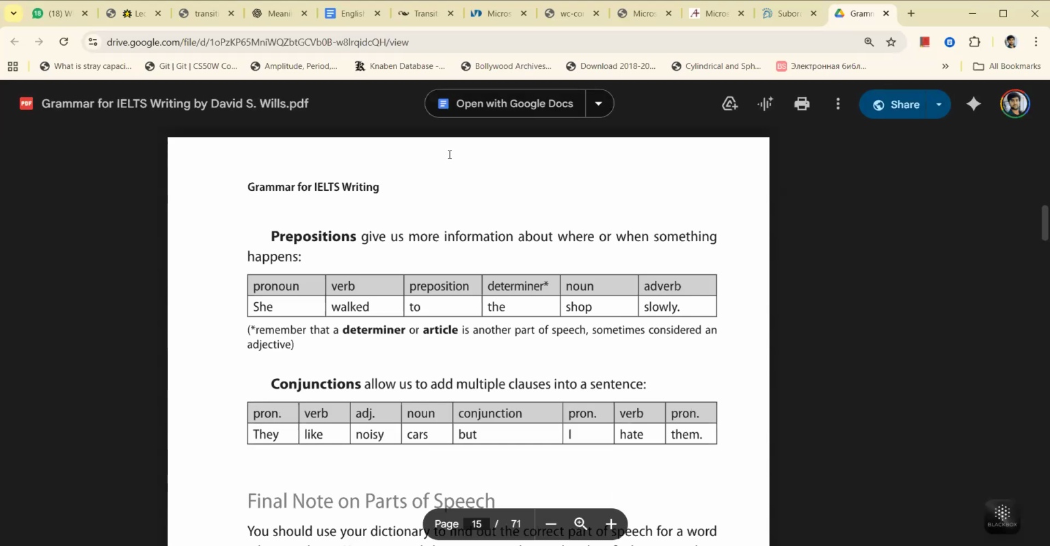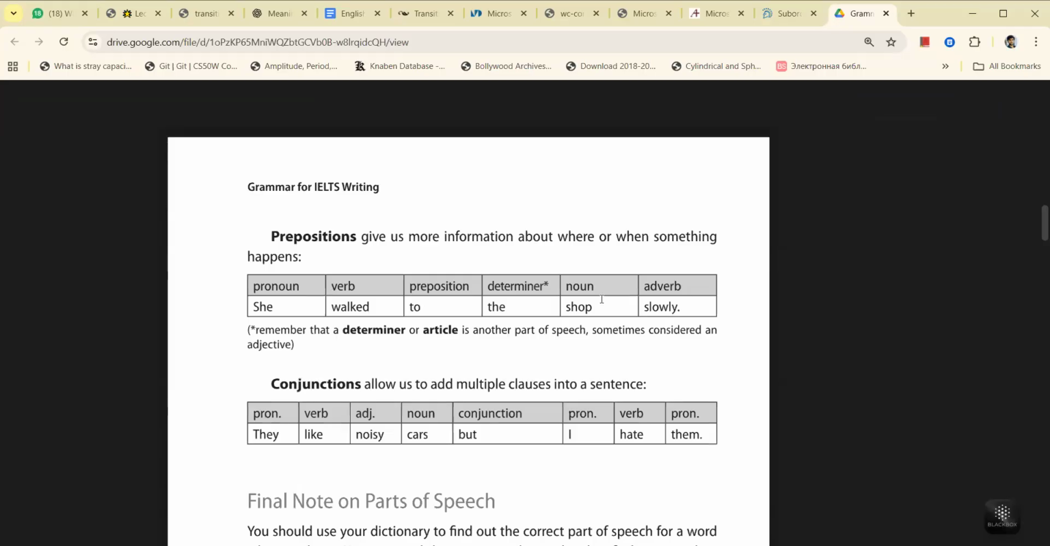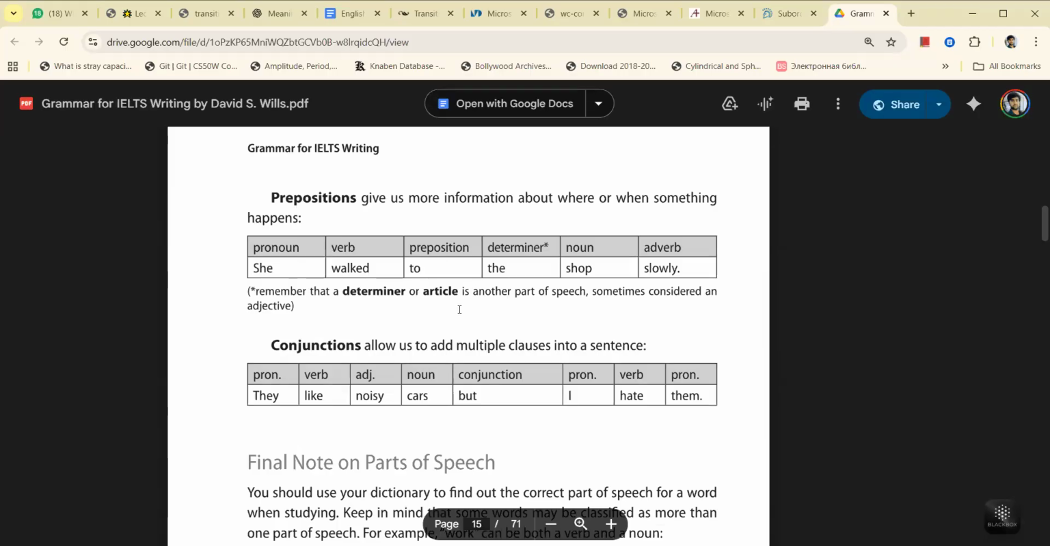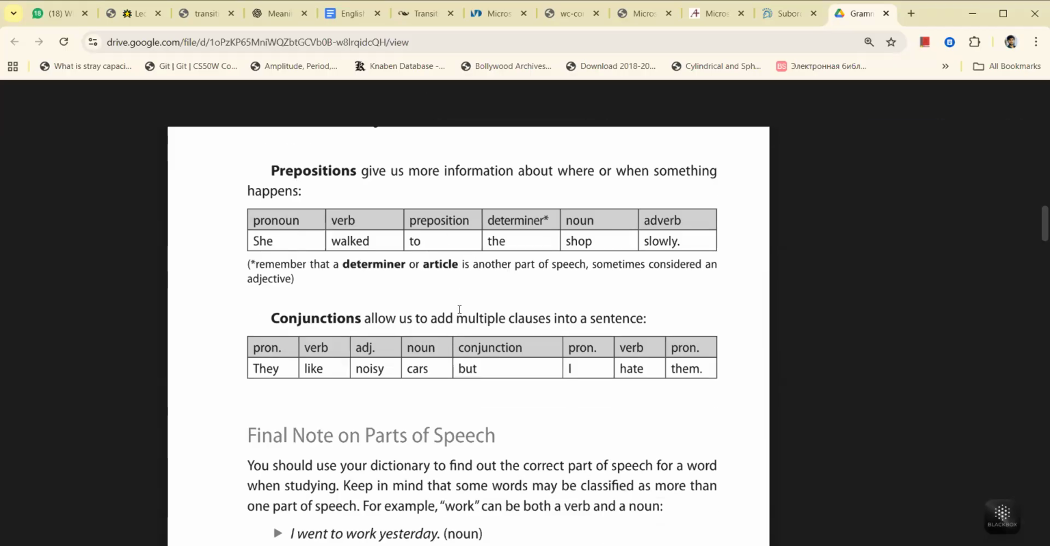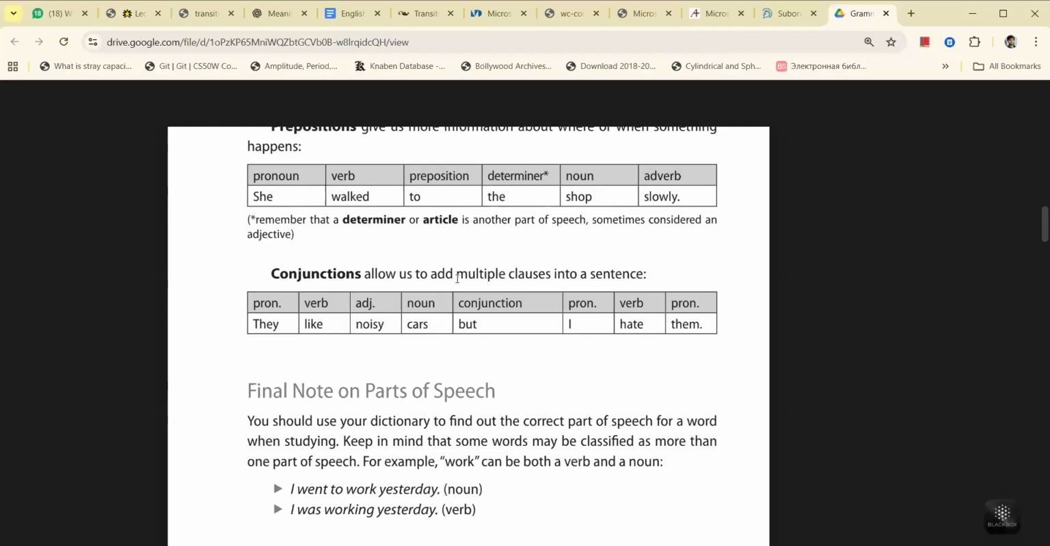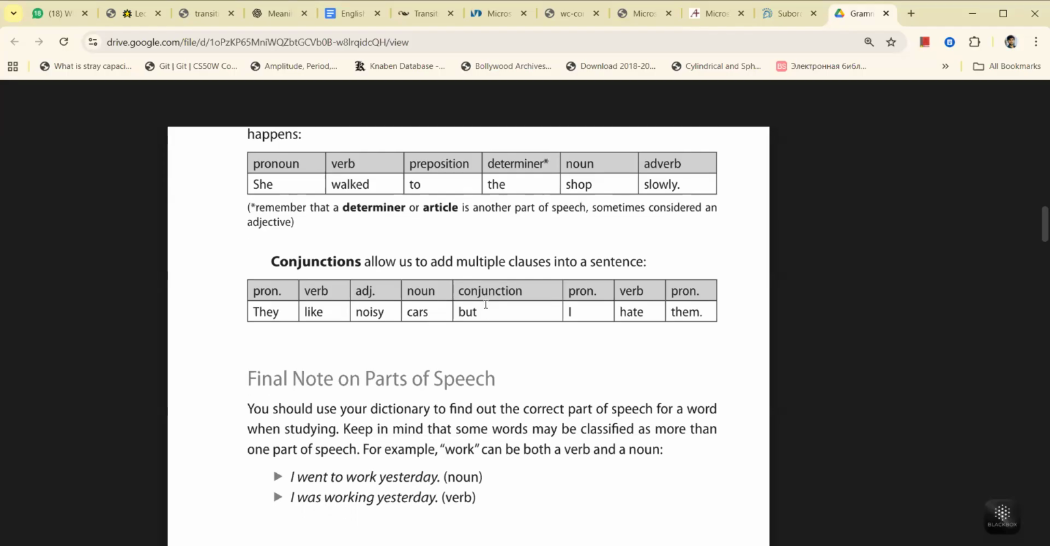Prepositions give us more information about where and when something happens. She walked to the shop slowly. Now you see here how the parts of speech help to make a complete sentence. Conjunctions: They like noisy cars, but I hate them. So a conjunction allows us to add multiple clauses in one sentence.